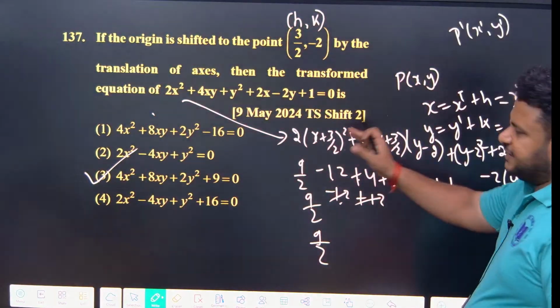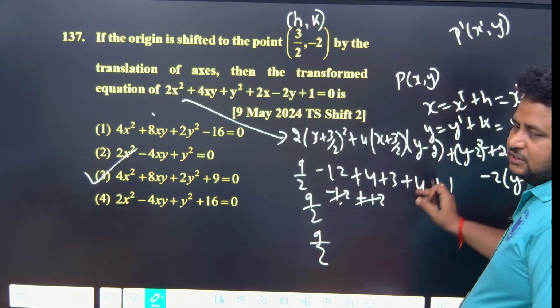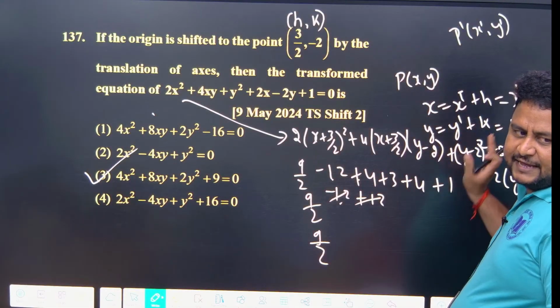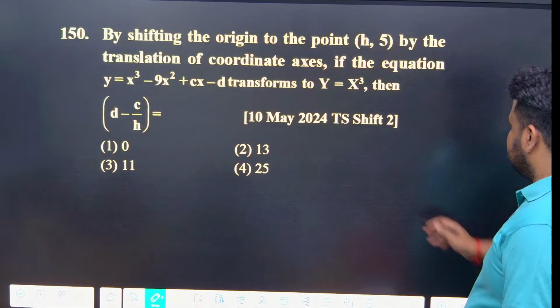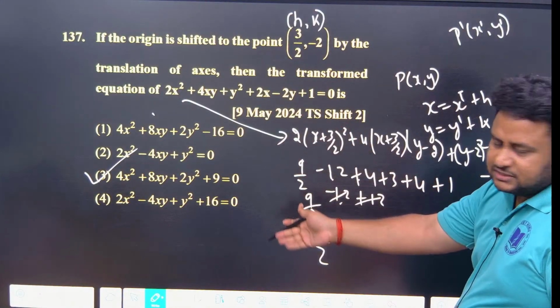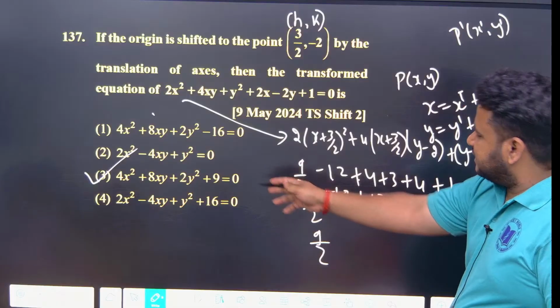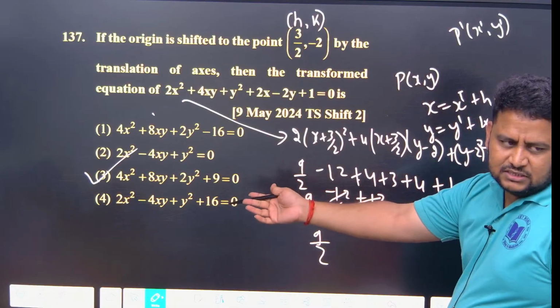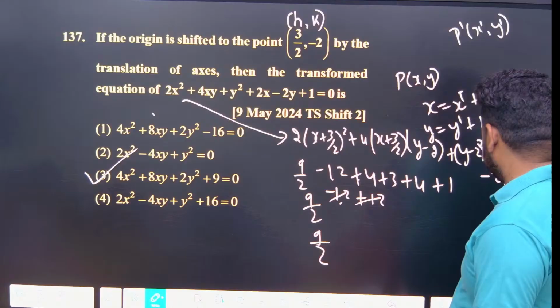So what you have to do? For the x value you have to put x dash plus h, for the y value you have to put y dash plus k. But here then you have to solve the equation however it is given. You have to look for the options. Here the constants are different. If I get 9, it is similar to this, that is the third option. If you want, you can solve and verify.